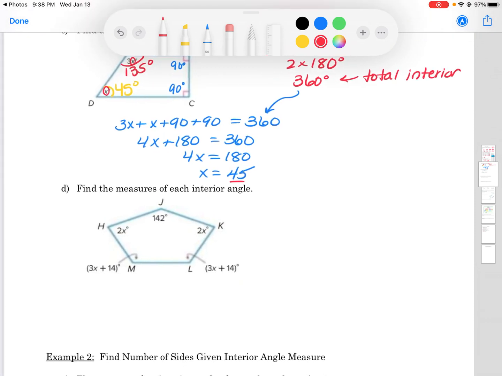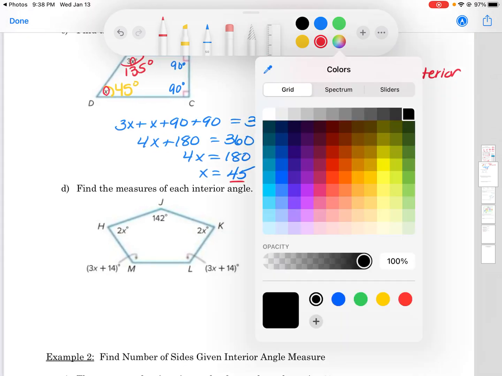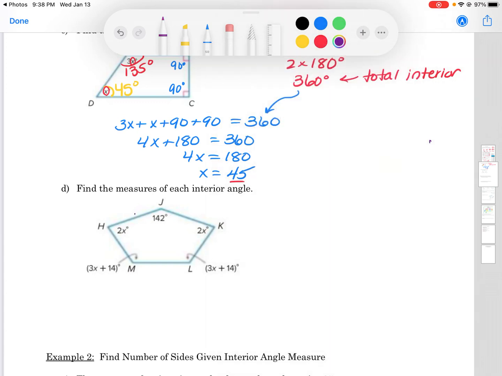We can do the same sort of thing here. We see that we have a 1, 2, 3, 4, 5-sided figure. So let's find the total. That's 5 minus 2 times 180. So that's going to give us 3 times 180. And 3 times 180 is going to give us 540 degrees. So that's the total interior number of degrees.